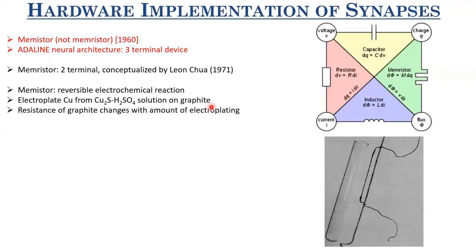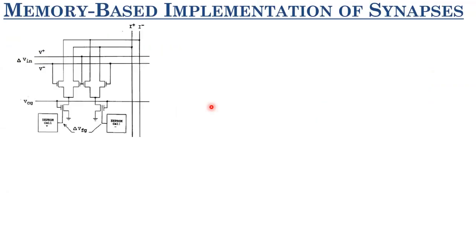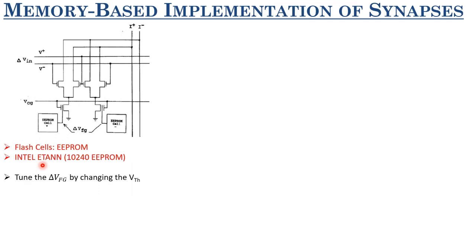Apart from memristors, as I already discussed, even the EEPROM cells from your Intel ETANN chip, I told you that they used 10,240 synapses, which were floating gate based. So these were EEPROM cells. Even floating gate cells were used in the form of EEPROM for synaptic application. However, in those days, the synaptic application was not based on the flash cells exclusively. What people did was use these flash cells in a differential amplifier kind of architecture.